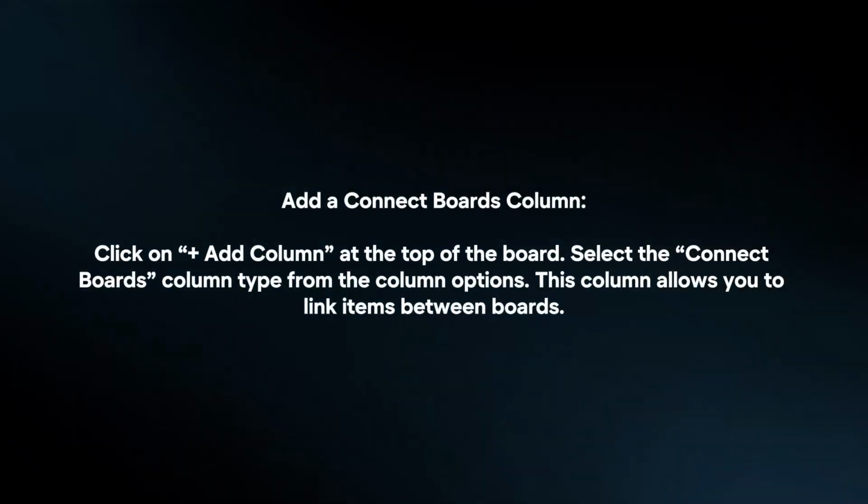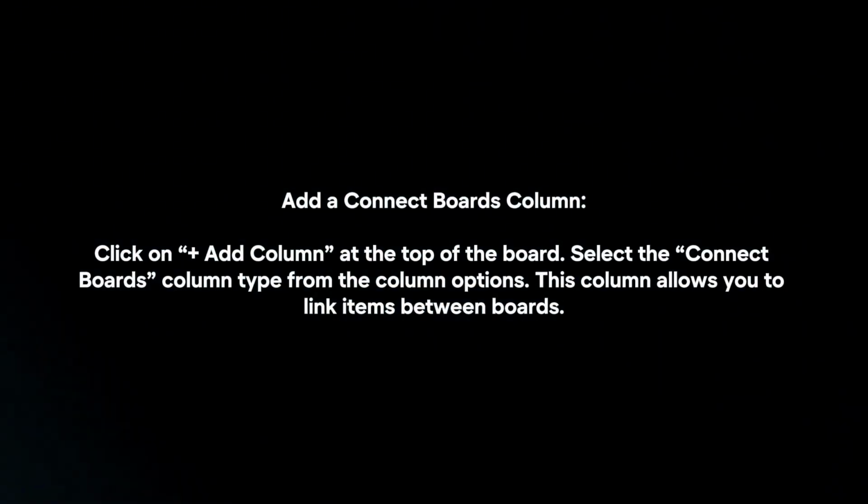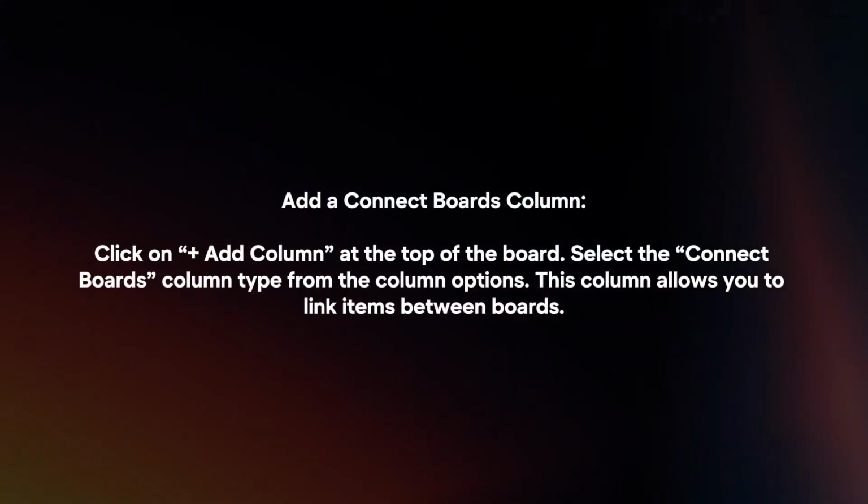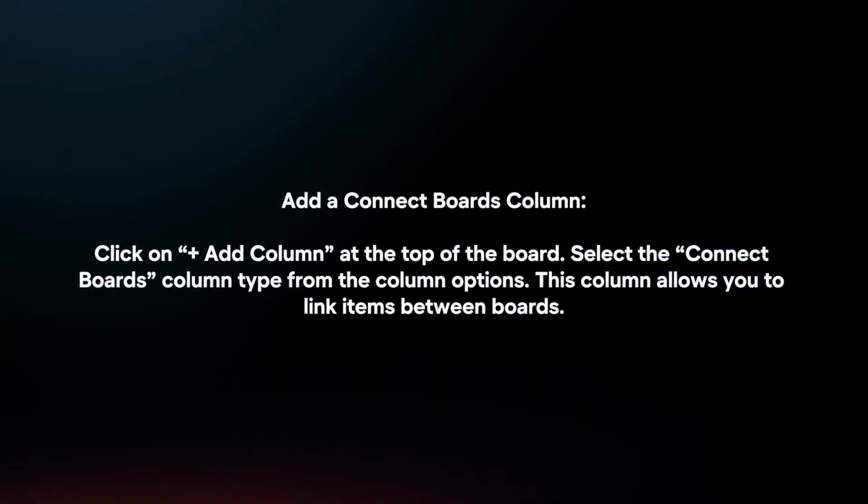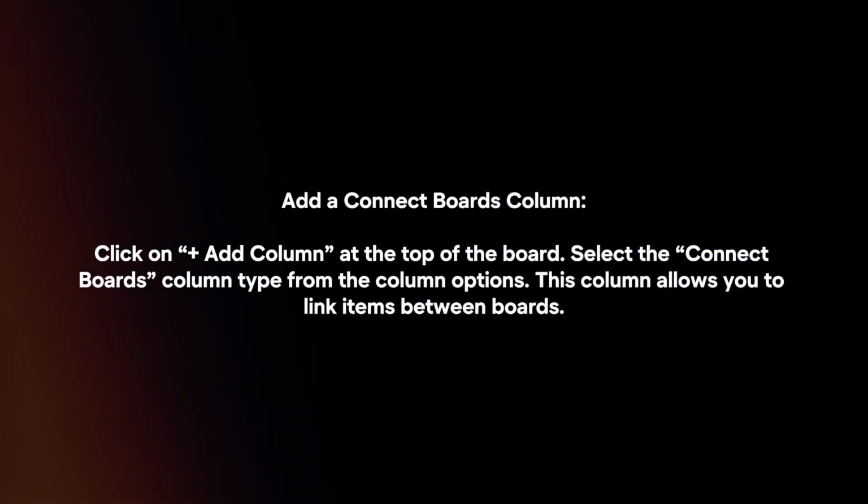Add the Connect Boards column. Click on plus Add column at the top of the board. Select the Connect Boards column type from the column options. This column allows you to link items between boards.